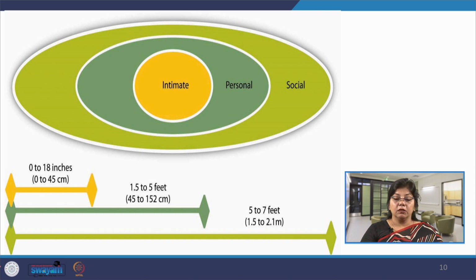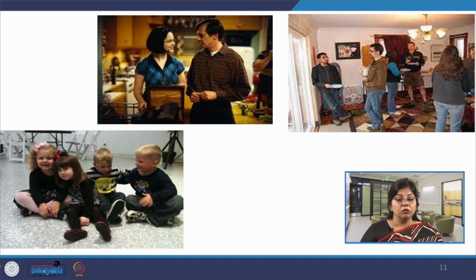The intimate zone is very small, the personal zone is a little bit extended, that is 1.5 to 5 feet, and 5 to 7 feet is your social zone. So, that defines proxemics, right. These are some other pictures to explain how these zones are identified. In the first picture, where this man and woman are, we can think they are husband and wife, and this is an intimate zone.